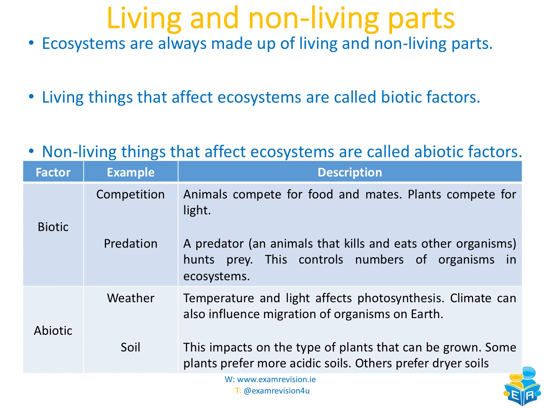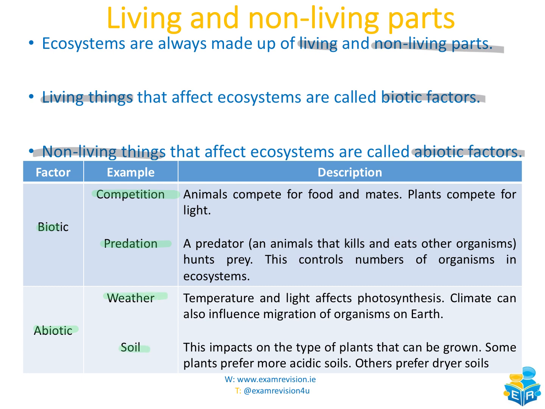Ecosystems then are made up of both living and non-living parts. Any living thing that affects ecosystems is called a biotic factor, whereas the non-living things that affect ecosystems are called abiotic factors. If we have a look at the table down here, we can see some examples of both living and non-living factors that affect ecosystems. The biotic factors will be things like competition and predation, whereas the abiotic, the non-living factors, will be things like the weather and the soil.